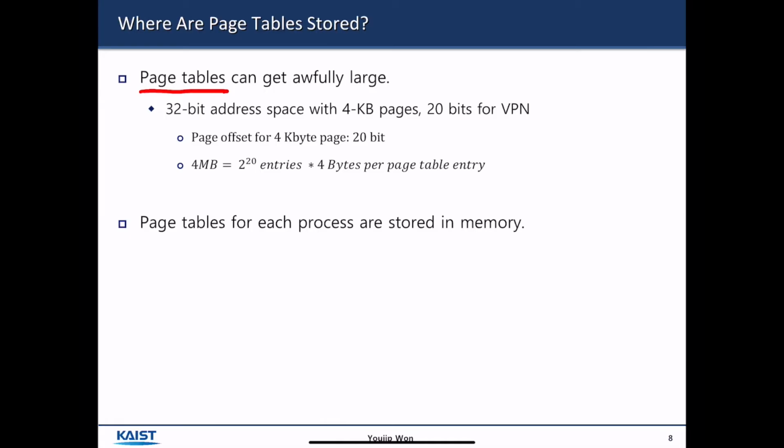Let's consider a 32-bit address space with 4 kilobyte pages. Because we have 4 kilobyte pages, this is 4096 bytes. So it corresponds to 2 to the 12 bytes. So we need 12 bits for offset, and then out of 32 bits, if we allocate 12 bits for the page offset, then we'll have 20 bits.